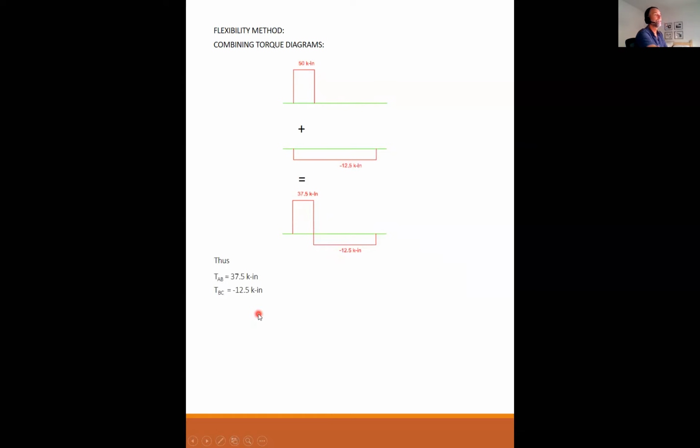Thus, TAB is 37.5 kip-inch. TBC is minus 12.5 kip-inch. And box your answers. Okay, so that was it for indeterminate torque structures. Any questions?